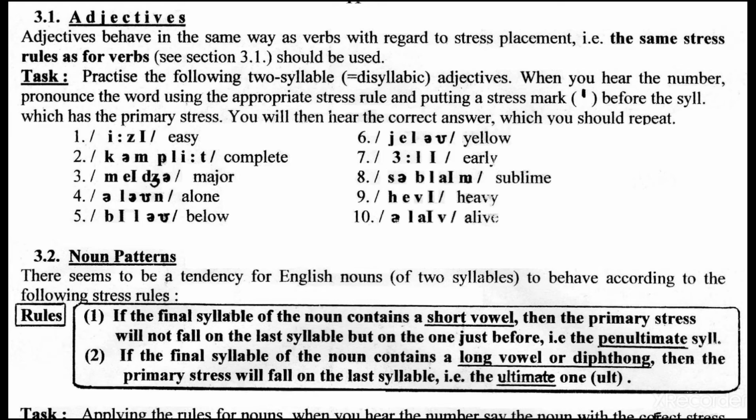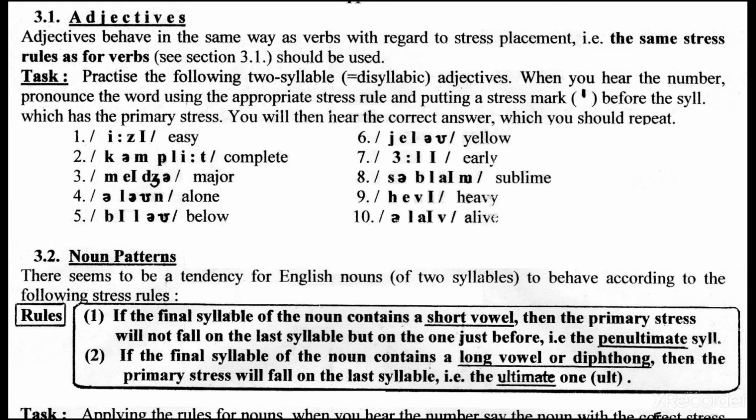The next adjective is the adjective major. Major. So here the stress is on the penult. Penult. Second from the end. So we have applied rule 1C because we have a schwa at the end. It is a short vowel. So we don't have 1A, we don't have 1B. So we apply 1C.